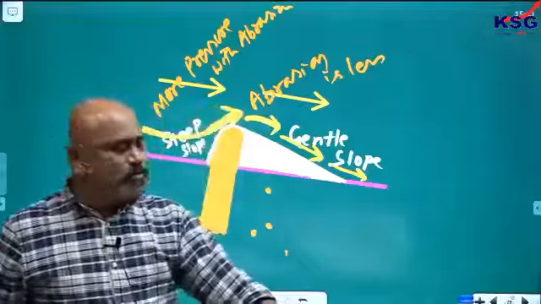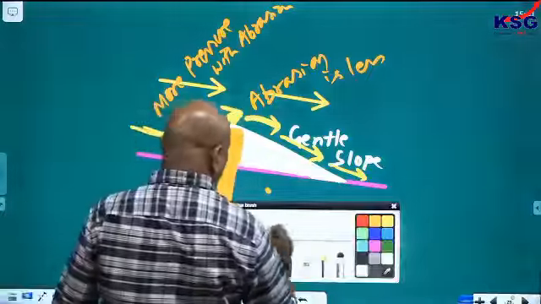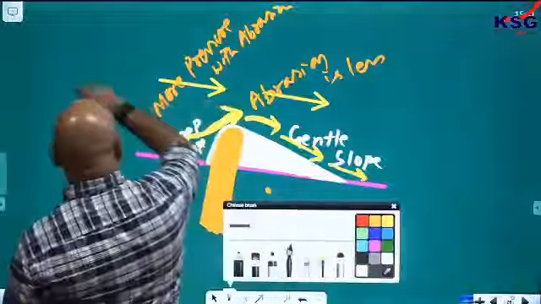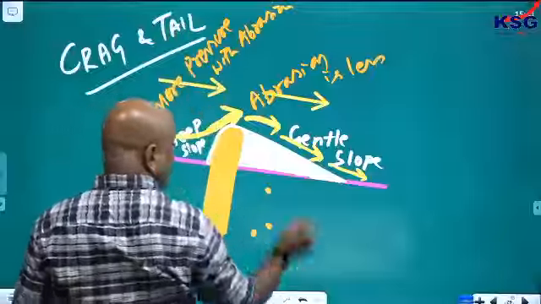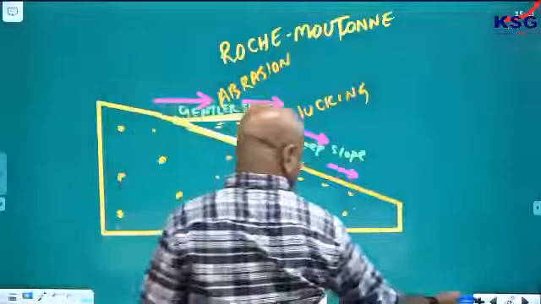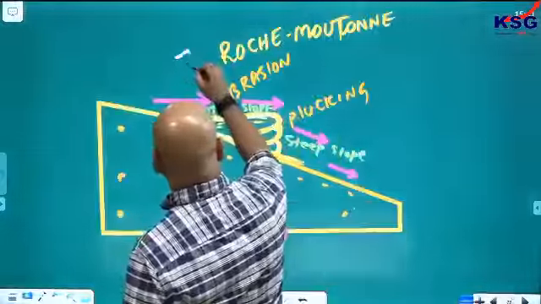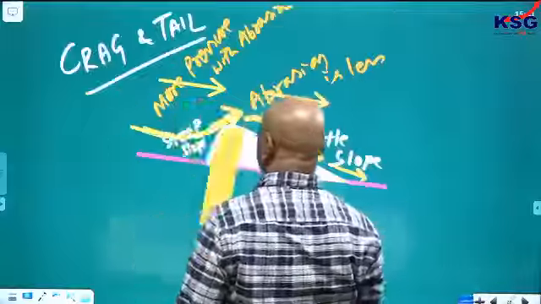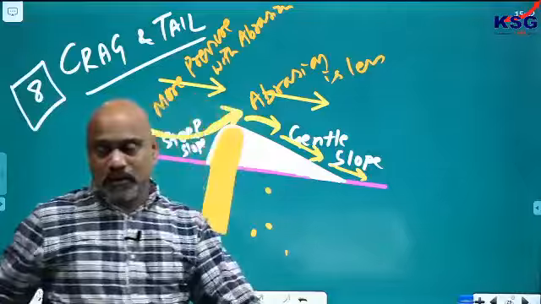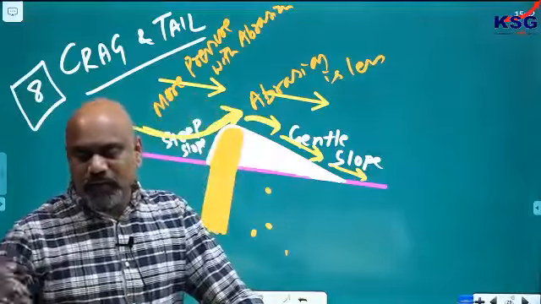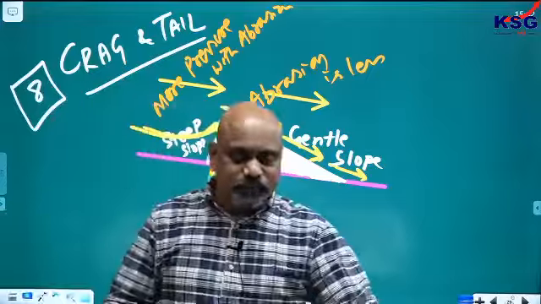This leads to the formation of a feature here. This is called the crag and tail. What is it called? Crag and tail. Before this, what was the number? Number 6. Number 7 is Roche Moutonnée. Number 8 is crag and tail. Crag and tail is an erosional landform.